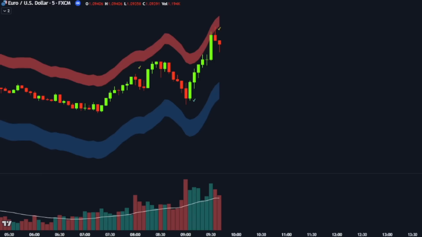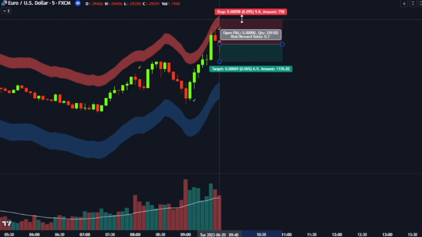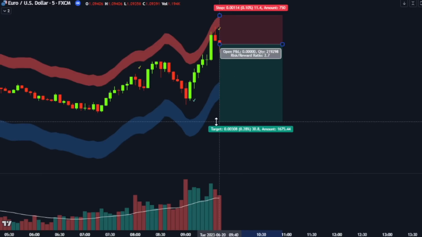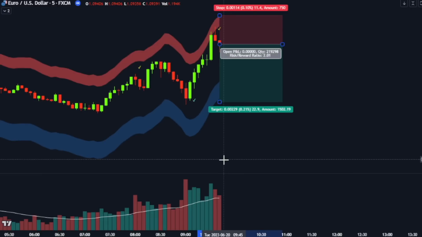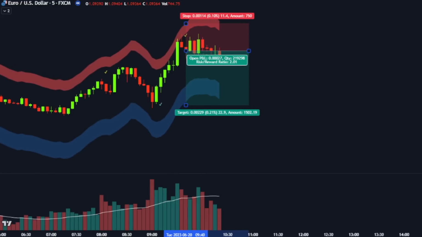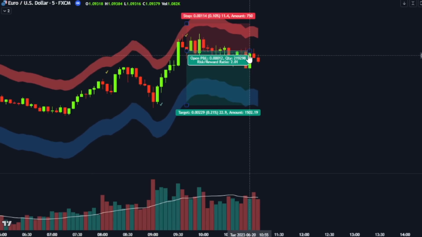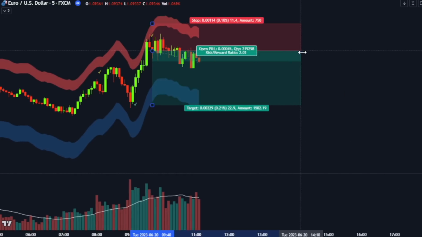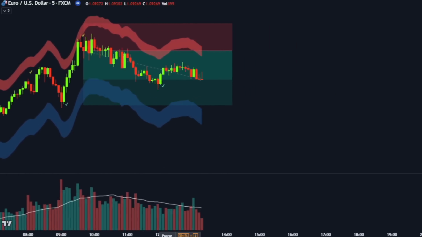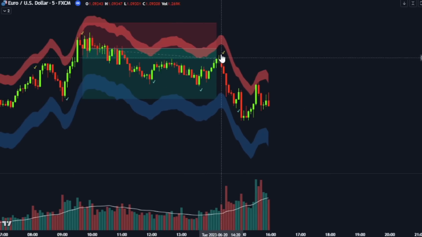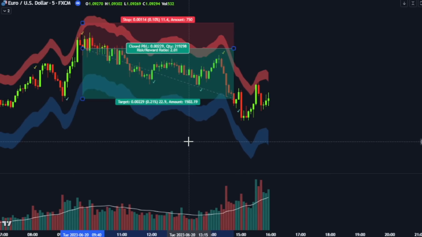Once we have met these conditions, we are going to take a short trade. We set the stop loss at the top of the band. And our take profit will be a risk-reward ratio of 1 to 2. Let's see how the price develops. We see that it was a winning trade. So let's see other examples.